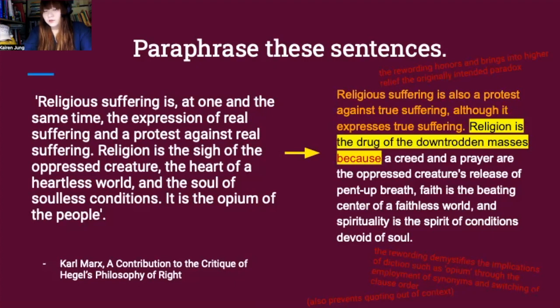not true suffering itself. The second and third sentence of the original have been fused together into one, with the drug reference placed at the beginning as the leading independent clause. Overall, this rewording demystifies the implications of diction, such as opium, through the employment of synonyms and switching of clause order. Used metaphorically, opium is historically context-specific and was widely available as a sort of tonic at the time Marx wrote this paragraph. It was even used to pacify colicky babies.